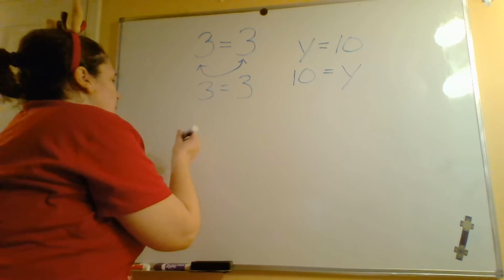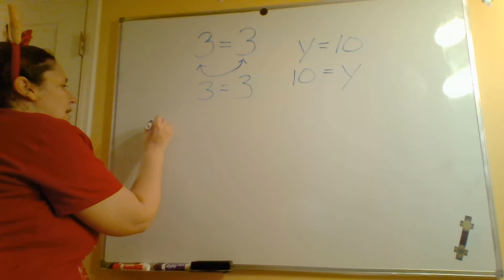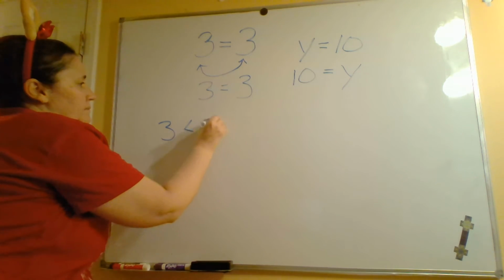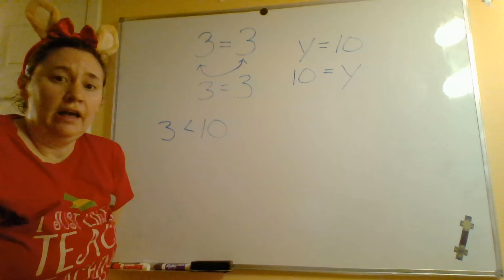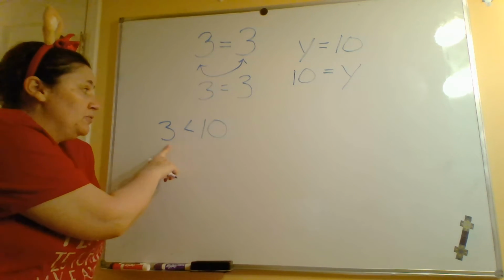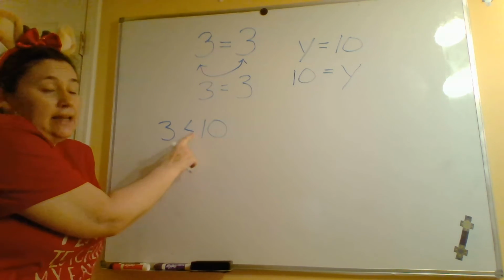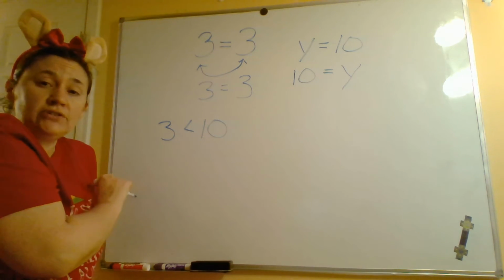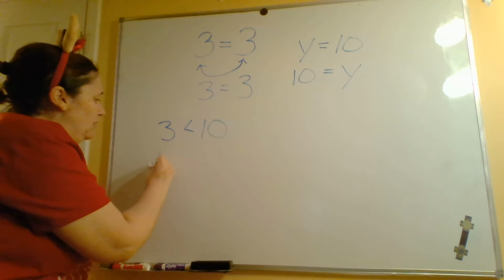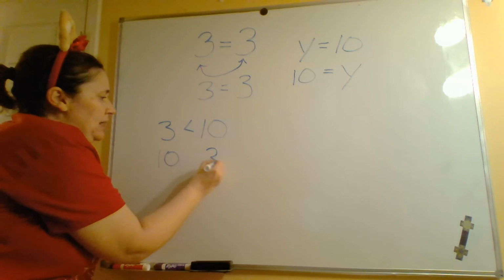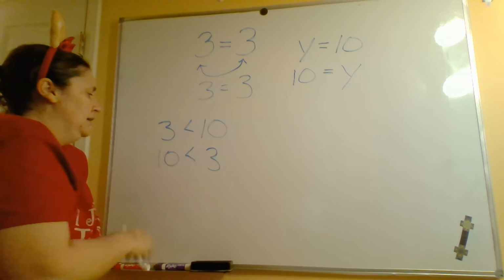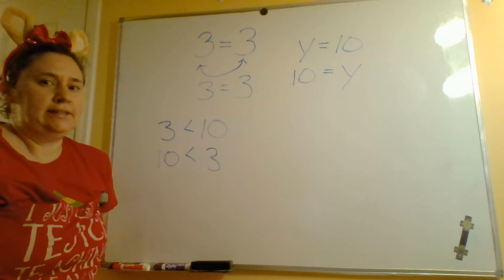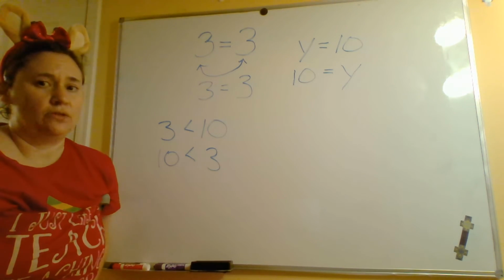Let me show you this. Let's say I have this inequality right here. 3 is less than 10. This is my inequality. I hope we can all agree that the number 3 is less than 10, right? That's true. Can I switch the numbers here? Let's find out. Let's put 10 on the left, and we'll put 3 on the right and keep that sign. Is 10 less than 3? Oh, no, not the last time I checked. 10 is not less than 3.